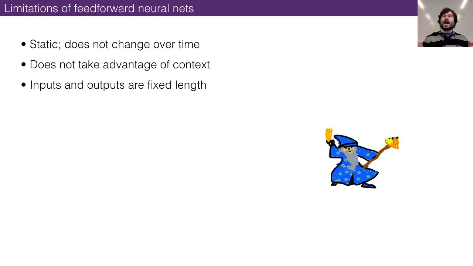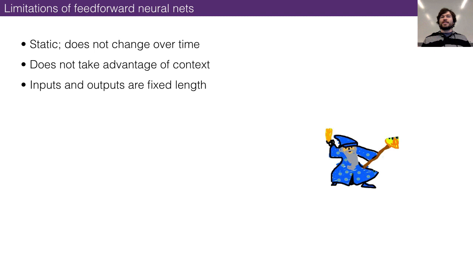Now, there are different kinds of hacks. There are online learning contexts that do change over time. But for the most part, feedforward networks don't have any way of dealing with context. There's no notion of context, no notion of paying attention to one thing rather than another, or changing your behavior in response to some new information. And the other thing is the inputs and the outputs are always fixed size.